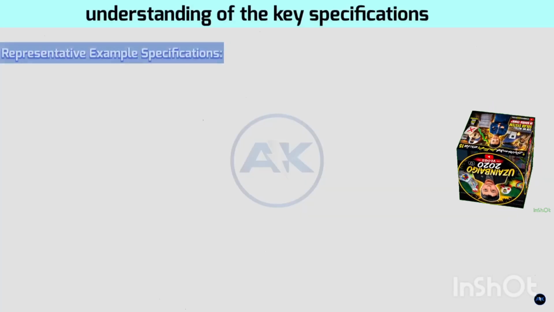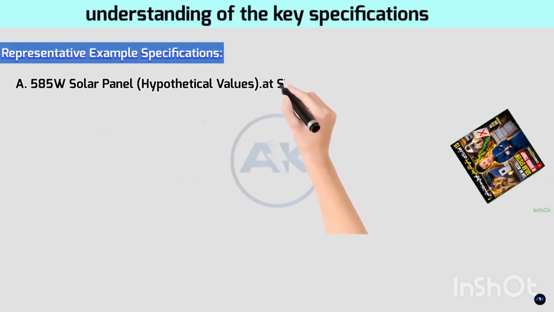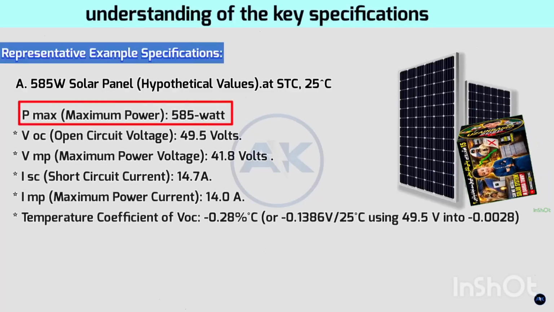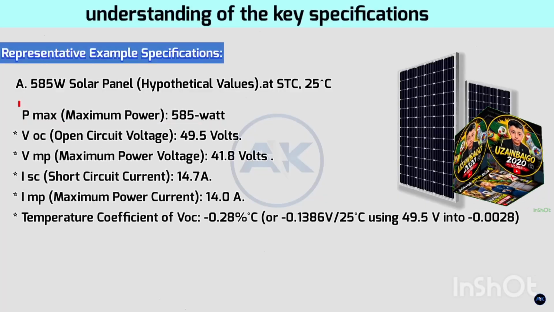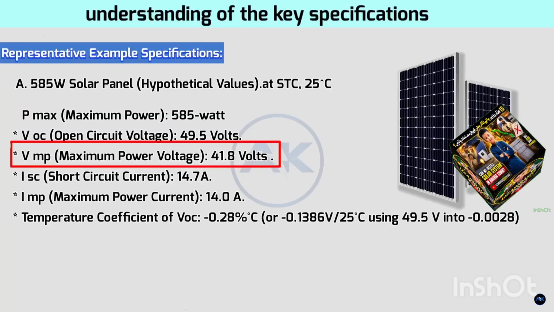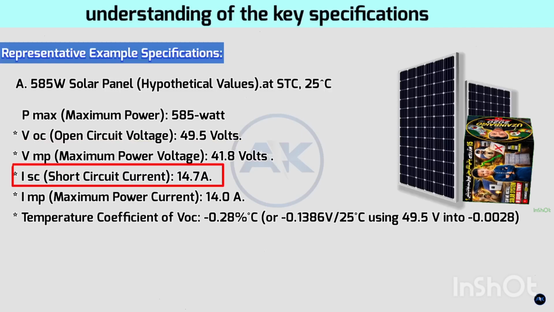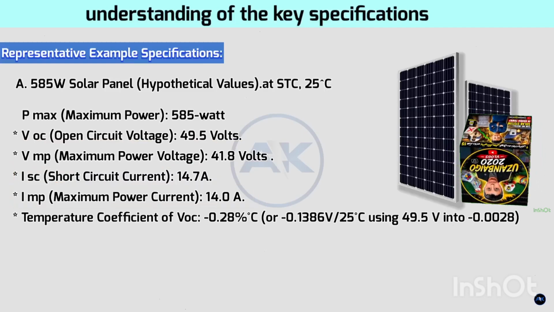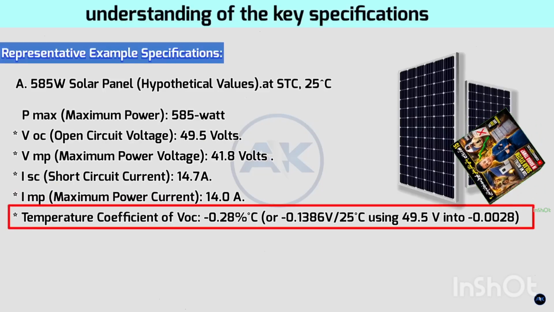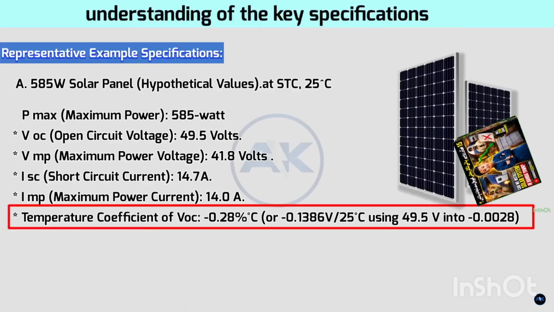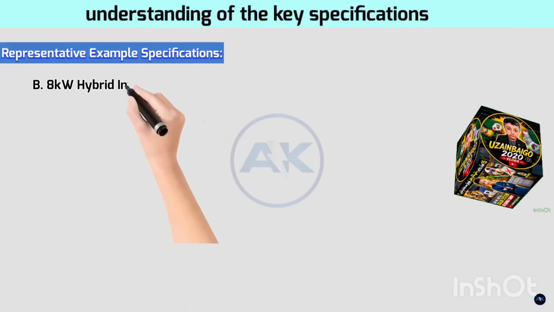Representative example specifications: a 585 watt solar panel, hypothetical values at STC, 25 degrees Celsius. Pmax, maximum power: 585 watts. VOC, open circuit voltage: 49.5 volts. VMP, maximum power voltage: 41.8 volts. ISC, short circuit current: 14.7 amperes. IMP, maximum power current: 14.0 ampere. Temperature coefficient of VOC: minus 0.28% per degree Celsius, or minus 0.1386 volts per degree Celsius, using 49.5 volts times negative 0.0028.